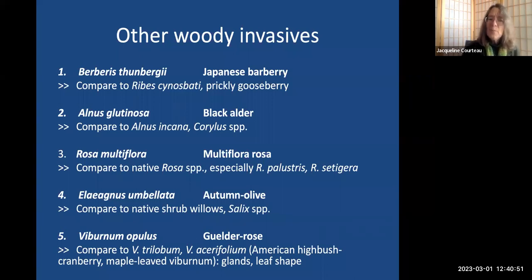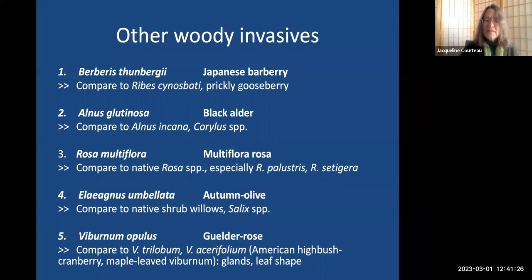Japanese barberry, Berberis thunbergii. Phyllis and Tony differed on whether that should be included, but Phyllis thinks this one is going to town in some of their forest floodplain systems especially, and moving into some other moist systems it can be incredibly invasive. But the main thing you're going to confuse that with is our native Ribes cynosbati, prickly gooseberry. And there are some pretty clear differences. The gooseberry has prickles as well as spines.